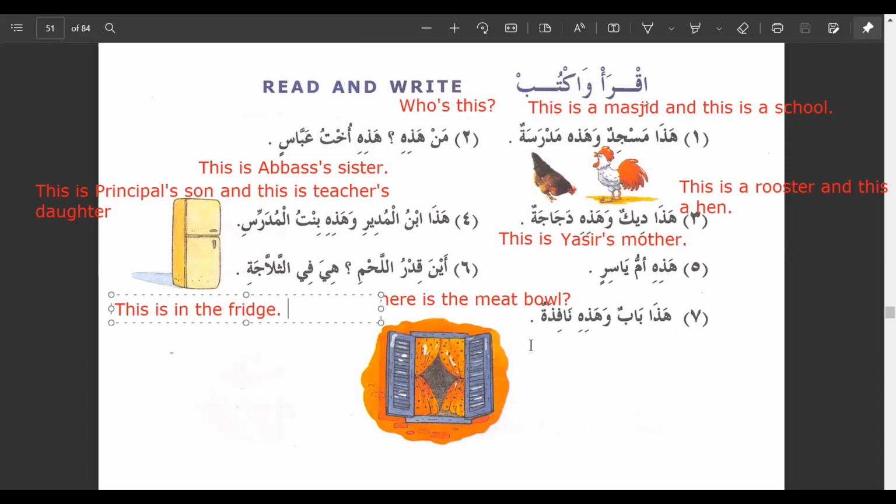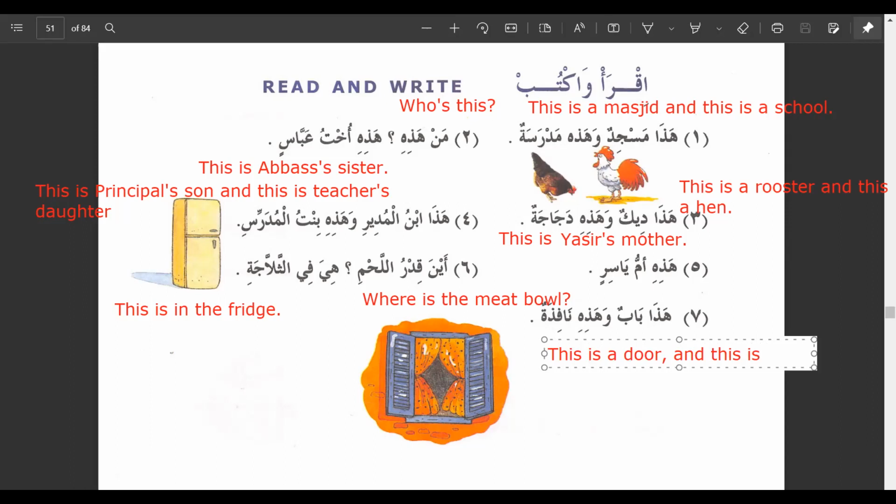Okay. Hada babun wa hadihi nafidatun. Hada babu. This is a door. And this is a window. Good. This is a window. Okay, so we are done with this exercise. Can you take a picture of this screenshot? Then I'm going to erase all writings. Okay, I did it.